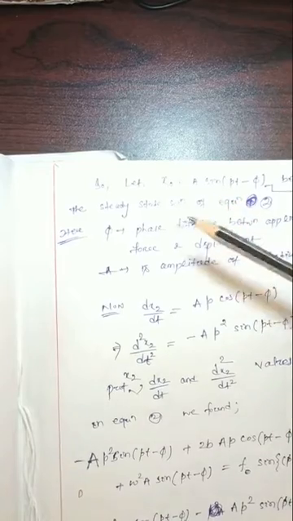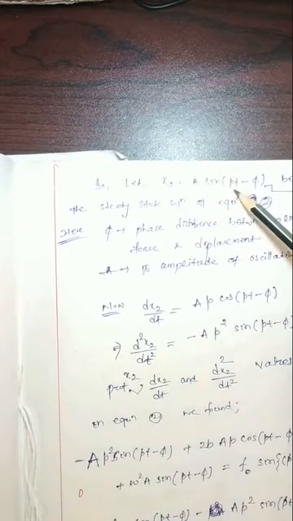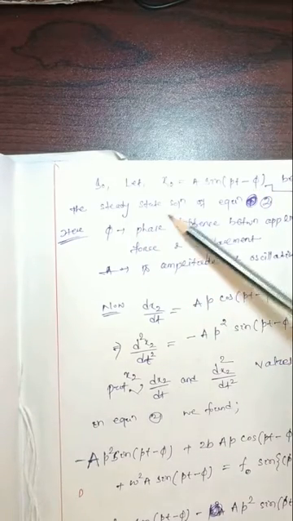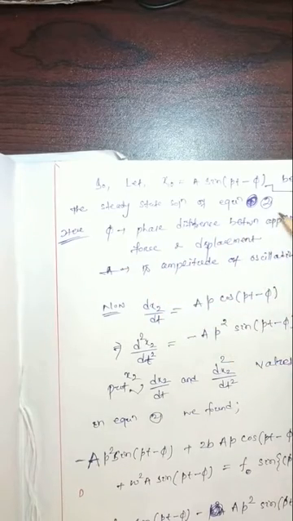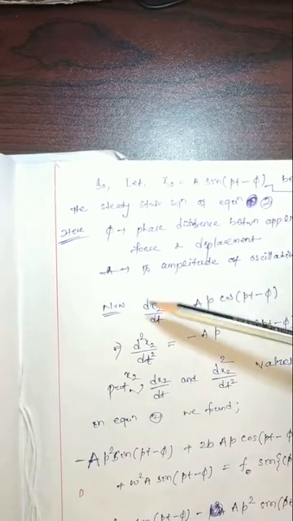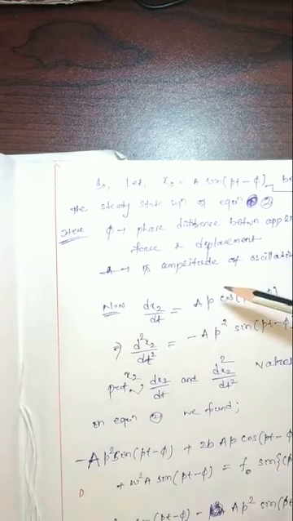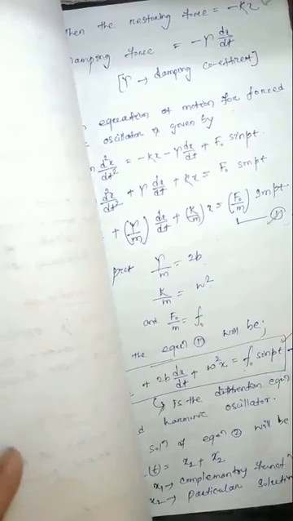For that, let x2 equal a sin(pt minus phi) be the steady state solution of equation number 2, where phi is the phase difference between the applied force and displacement, and a is the amplitude of the oscillation. Now we have to take the first derivative and second derivative of this equation, find them, and put them in equation number 2. The equation number 2 is this one.